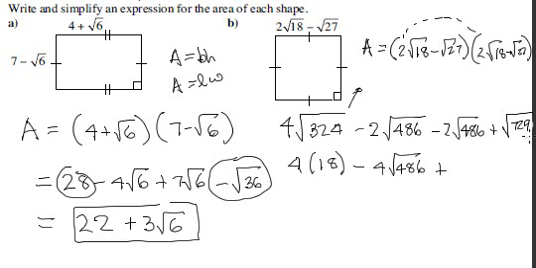And for this last piece, remember where this came from? 27 times 27. The square root of 729 is simply 27. So when we're cleaning this up, 4 times 18 is 72, plus 27 makes 99, minus 4 root 486. Now, this is challenging.